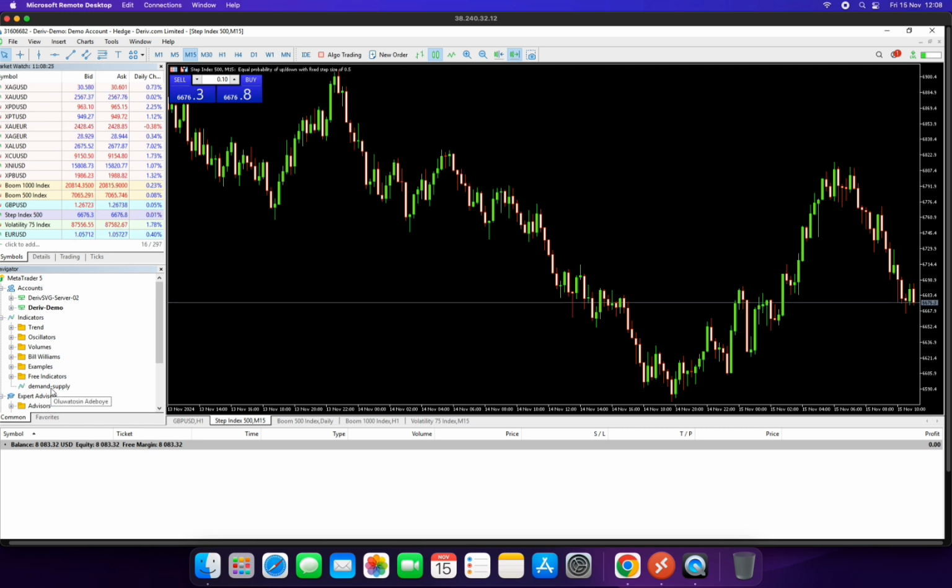Now, I'm using the indicator, not the EA. Not because the EA does not have the indicator, but because the indicator is the cheapest, it is $50. While the EA is $100. Of course, the price of the EA is still very reasonable, cheap.